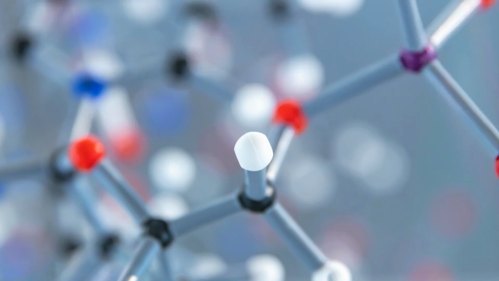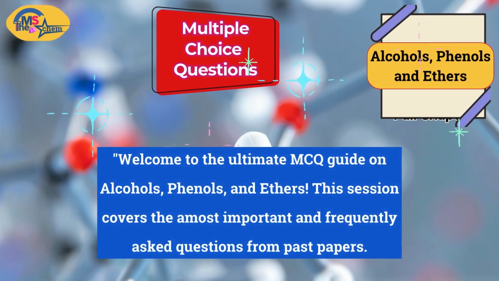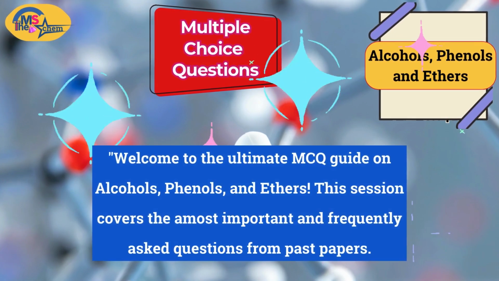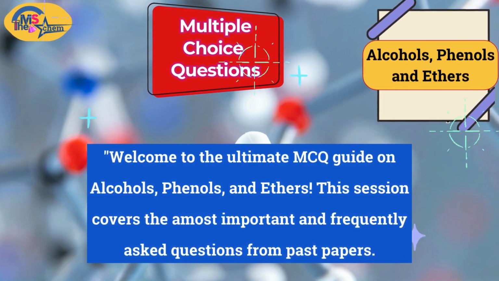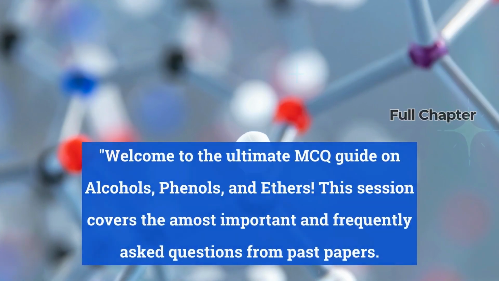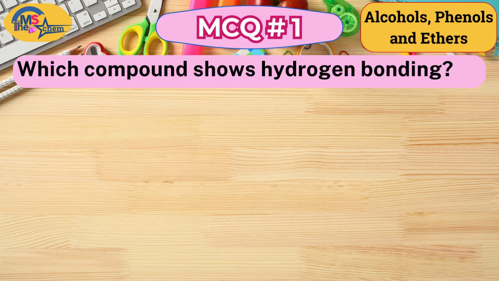Welcome to my channel. In this video, we talk about organic chemistry multiple choice questions from the chapter alcohols, phenols, and ethers. Question 1 is which compound shows maximum hydrogen bonding?